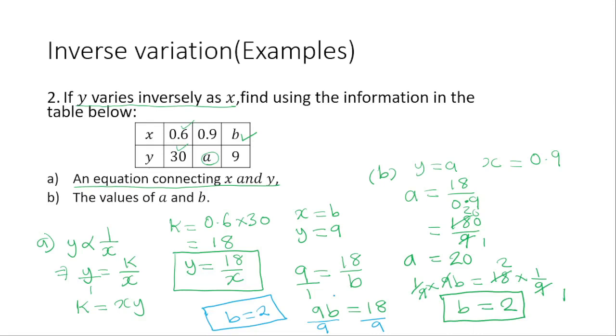As a consequence of this lesson, we have seen that there is a big distinction between direct variation and inverse variation.